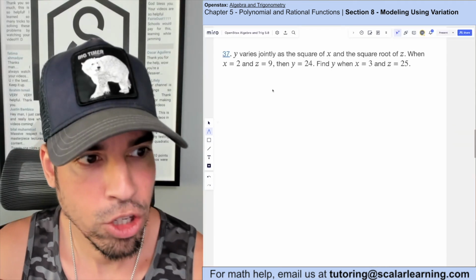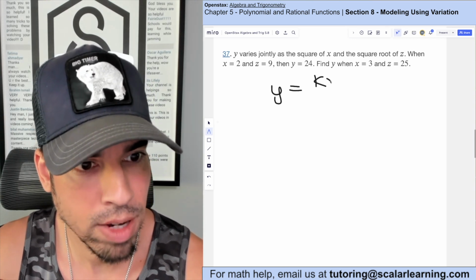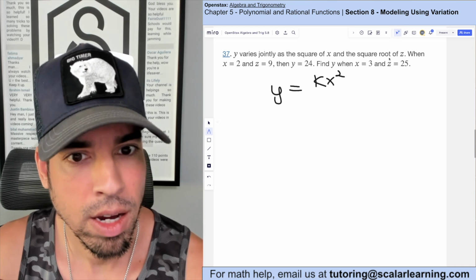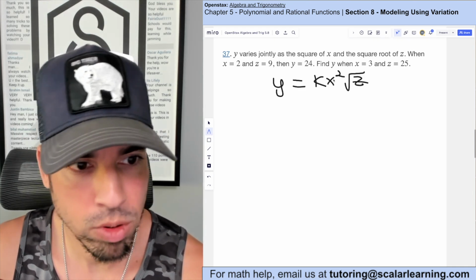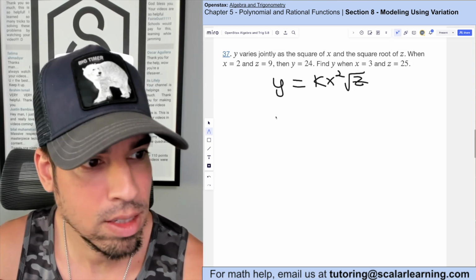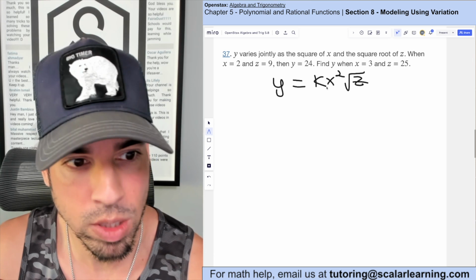Done. For this question, it says y varies jointly as the square of x, that's literally x squared, and the square root of z. So that's just like direct variation, but with both of these things. So it's all one line. Then it says x equals 2, z equals 9, y equals 24. So we're going to plug those in so we can solve for k.